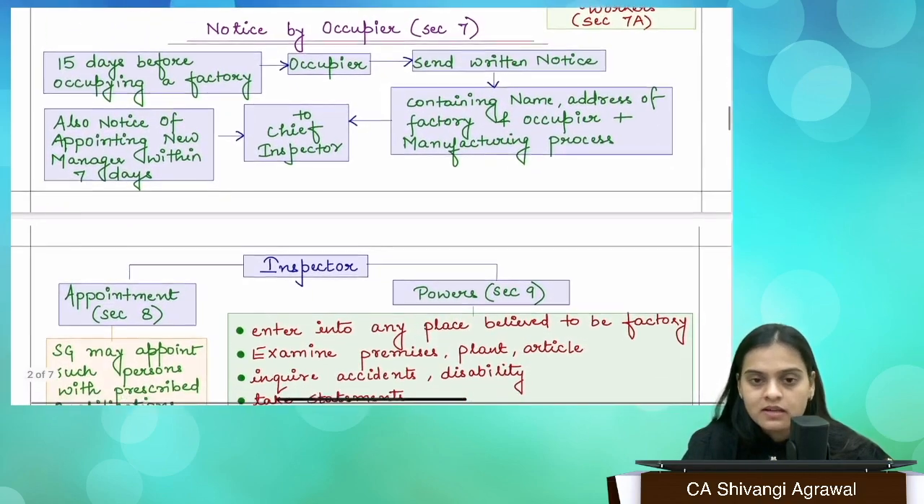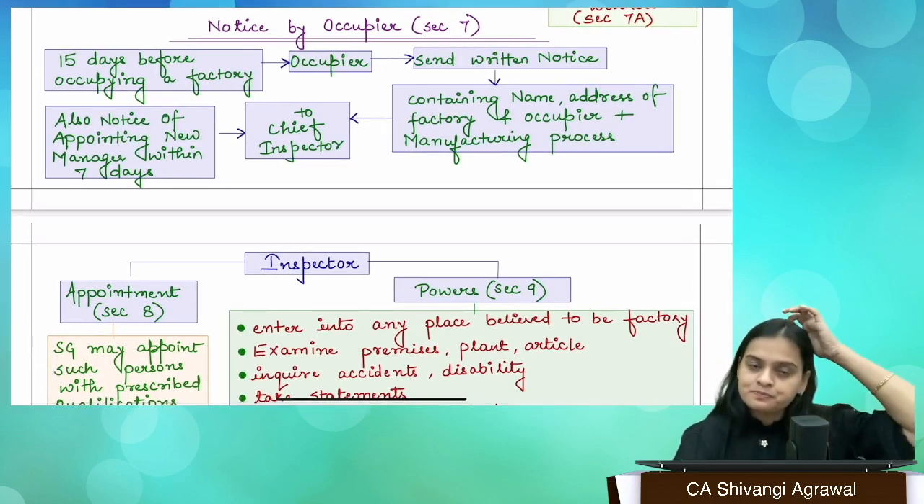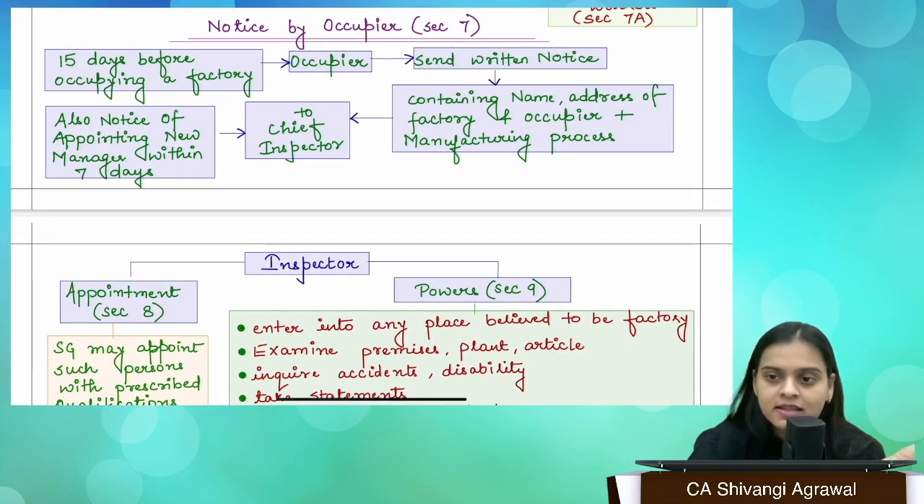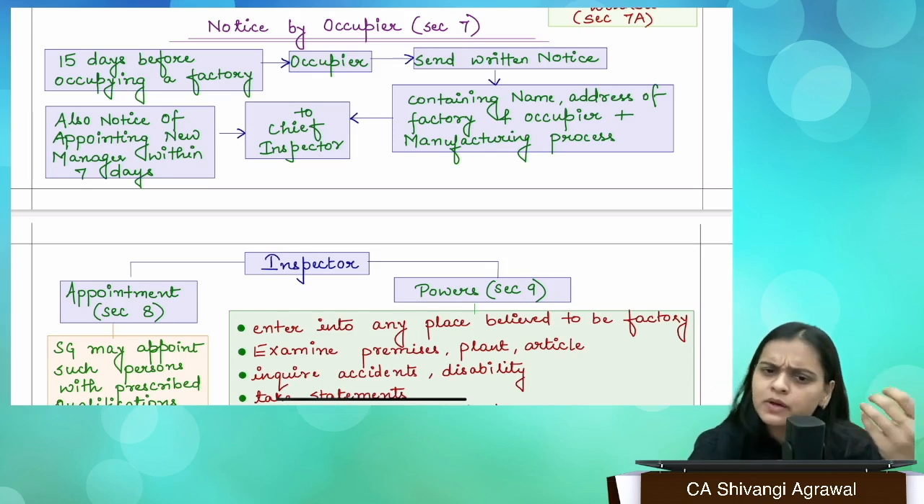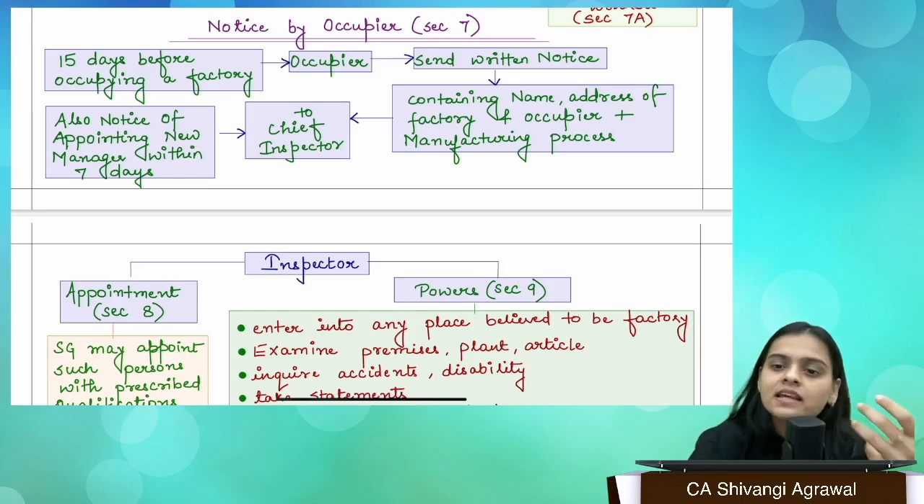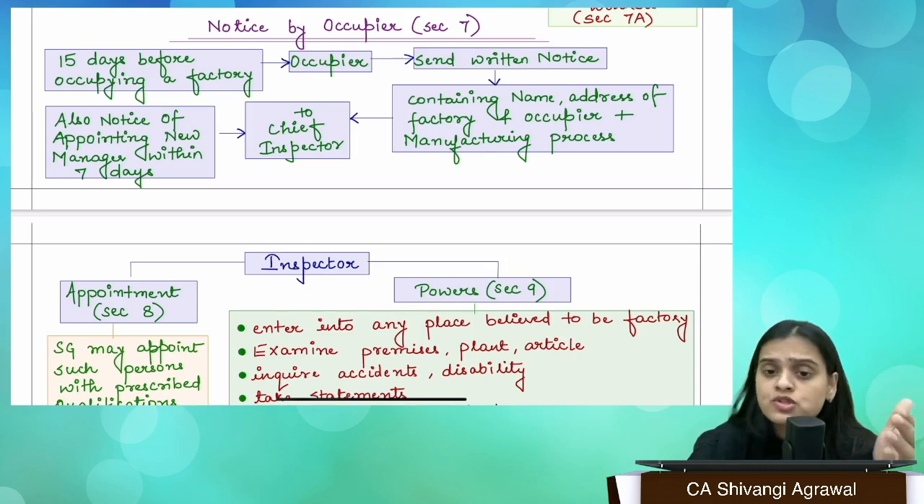Okay, so we will actually begin with the main content. Now, notice by occupier. What is occupier? You basically know it is somebody who has the ultimate control of the factory. In detail, we are going to learn it later. Now, whenever you are setting up a factory, whenever you are starting a factory, how will somebody get to know that this is the factory that you have opened? Because there are many illegal factories also which are being run in the nation.